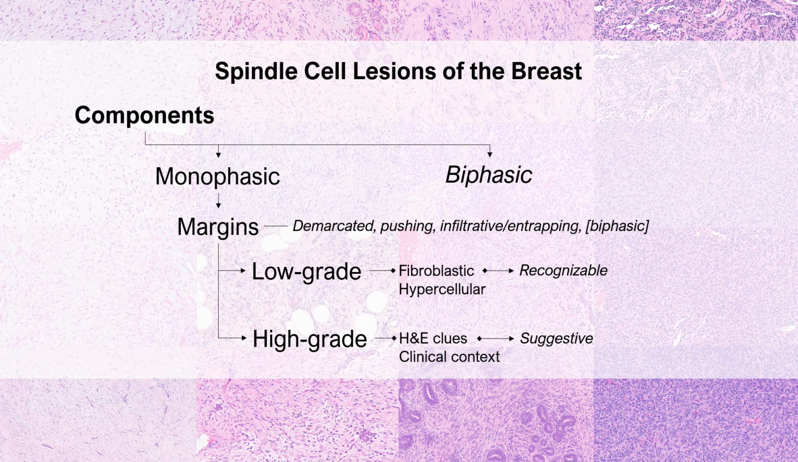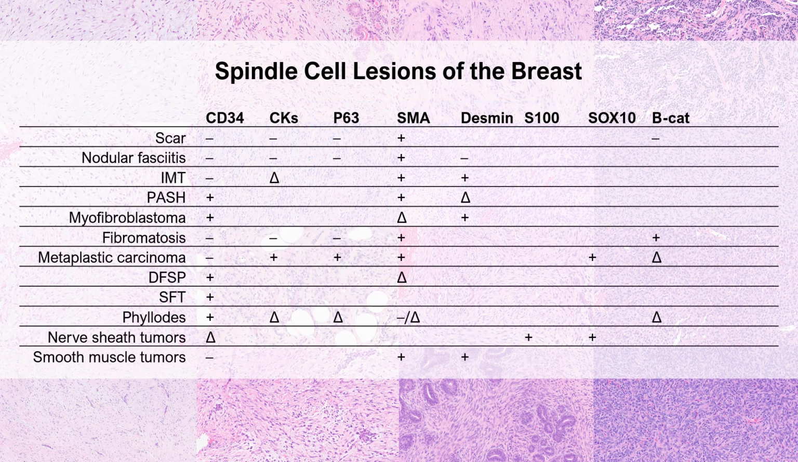Now, no matter the components, no matter the margins, pattern, or grade, whenever you encounter a spindle cell lesion of the breast, you must always rule out metaplastic carcinoma. There are times when this can be accomplished by morphology alone, but it often requires ancillary studies such as immunohistochemistry. Memorizing or reciting the immunophenotype of common spindle cell lesions of the breast is certainly not the objective of this talk, but I do want to take a moment to highlight a few key concepts.